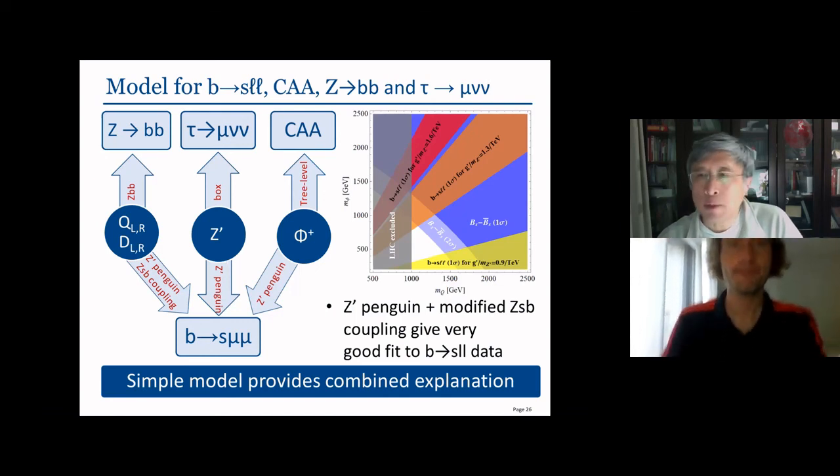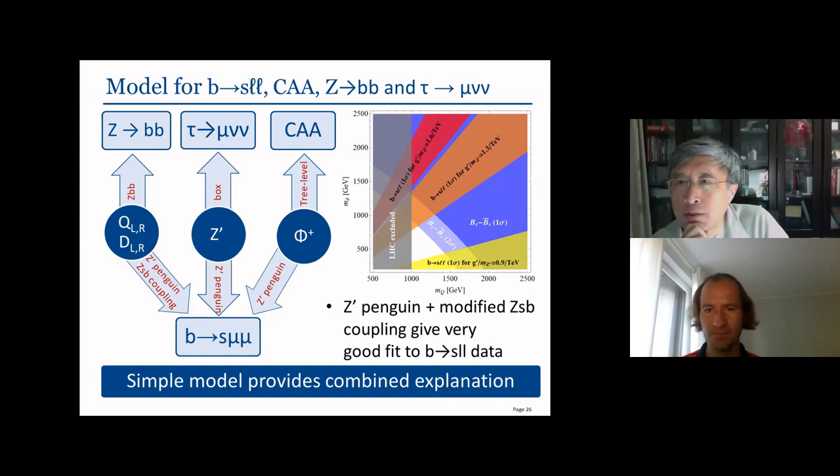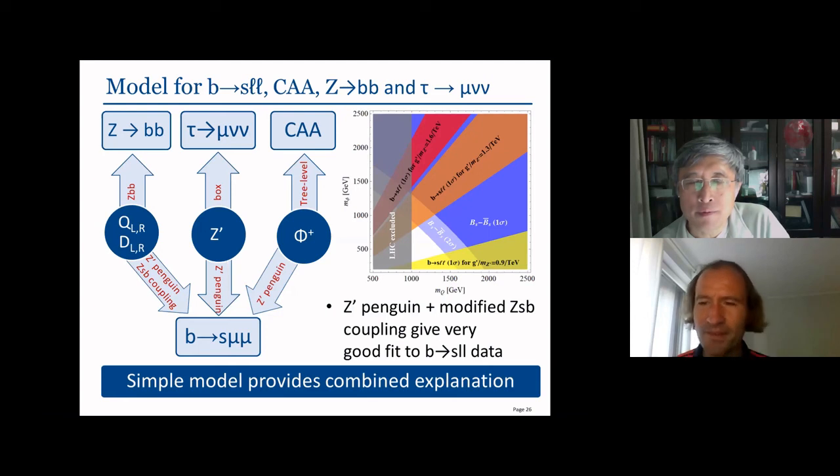Okay, if not, maybe I can repeat the question here. So a question for Andrews. Thank you for the very nice talk. For the different solutions, focus, for example, on combined explanation, specific patterns of couplings are required. Could you comment on the origin of that flavor structure in the new physics sector? So Andrews, the question is clear? I have a little bit problems understanding you, sorry.